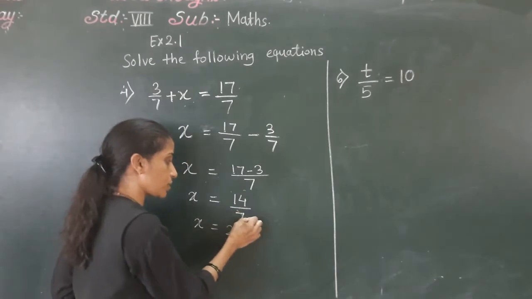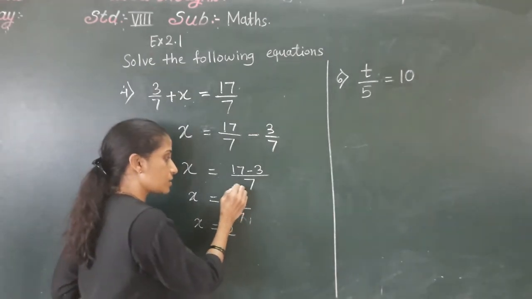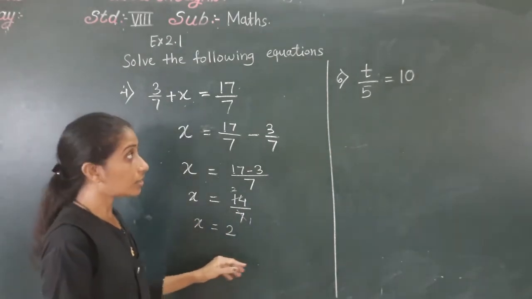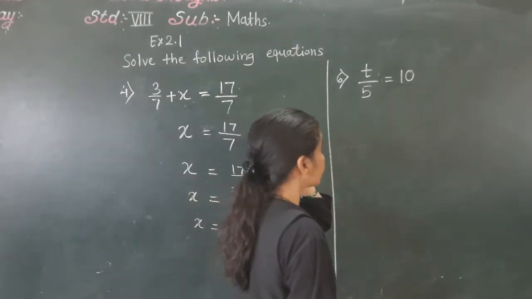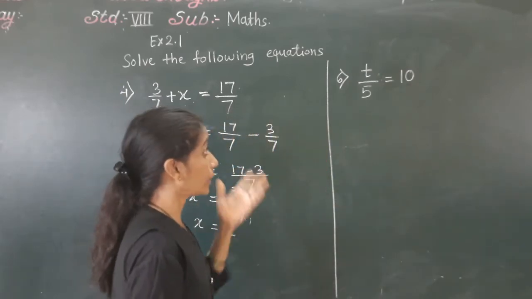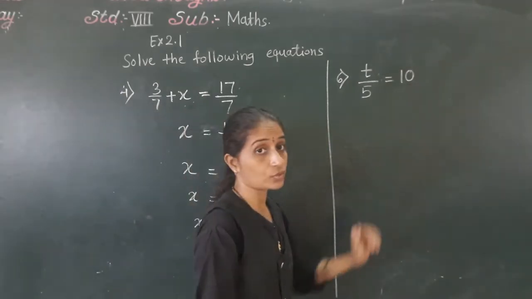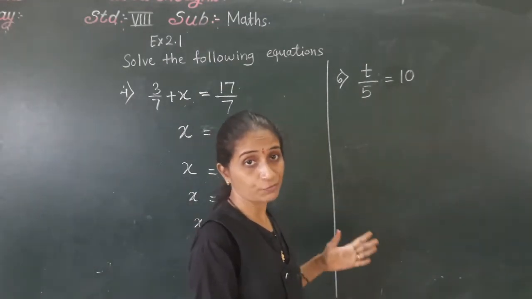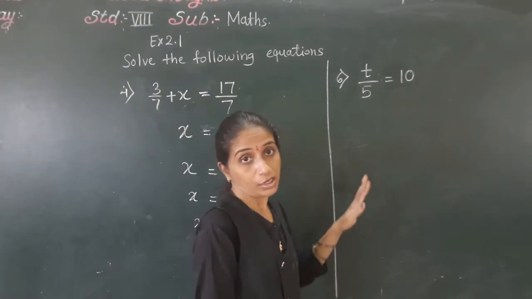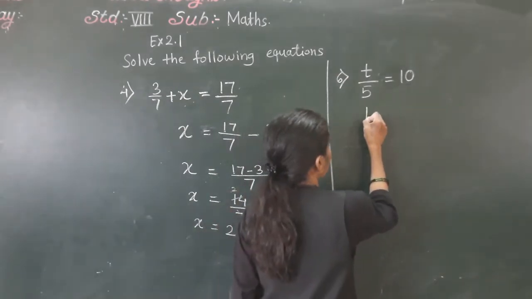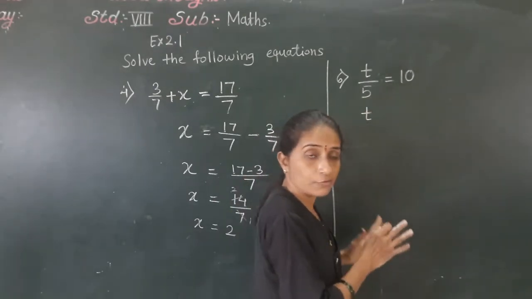See, you can reduce to the lowest term. 7 ones are 7, 7 twos are 14. So 2 is the answer. Now let's see question number 6. T upon 5 is equal to 10. Okay, T upon 5 is equal to 10. Now 5 is here, divide. For the left hand side, 5 is divide. If we transfer it to the right hand side, then it will become multiplied. So keep T as it is for the left hand side.